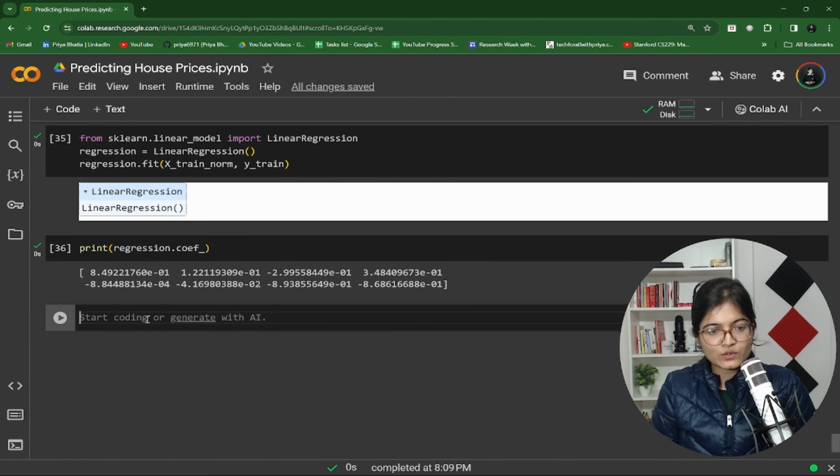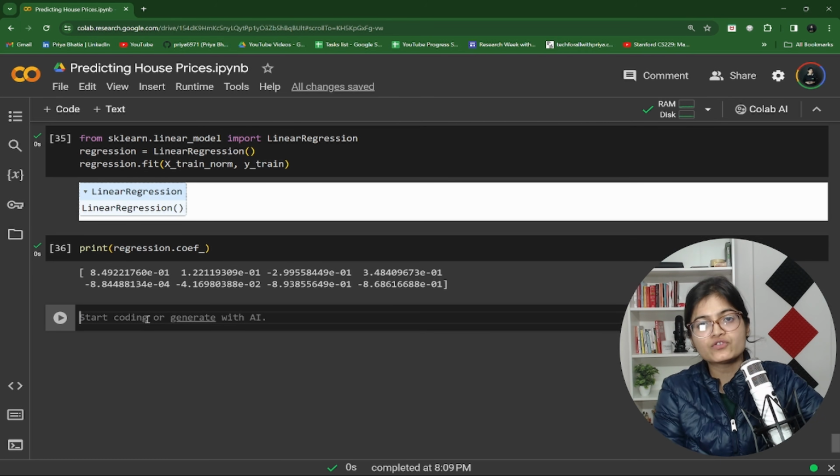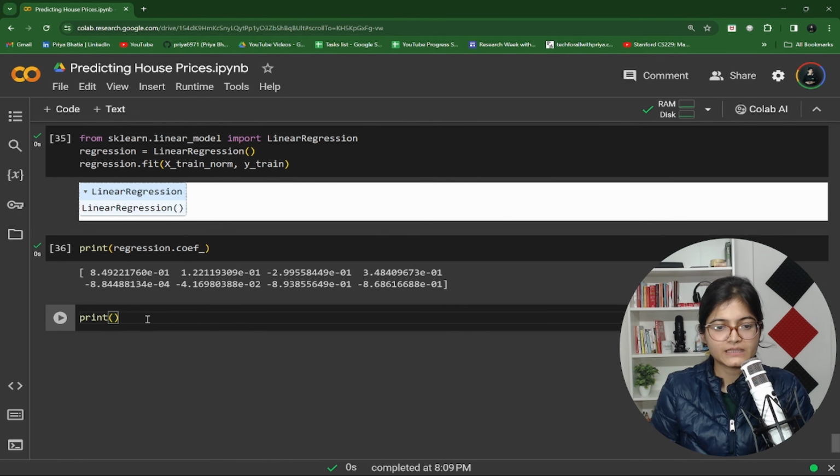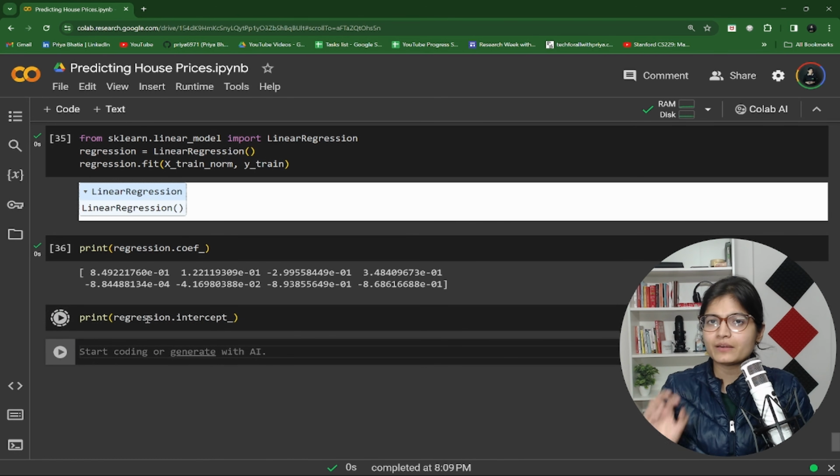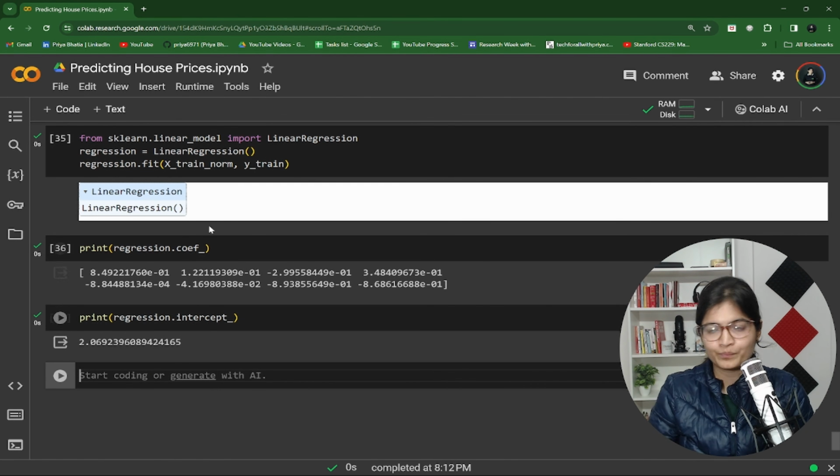So what we can do here is we can try to print the value of the intercept. So we can say regression.intercept_. Once I do this, you will be able to see the values of the intercept now, right?